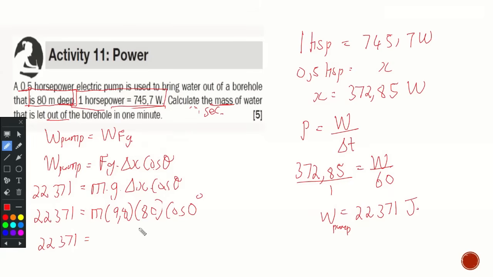So this gives us 22,371, and then we multiply these: 9.8 times 80, then cos 0 is 1, which gives 784. So this is 784 m. Then we divide both sides by 784. Our mass becomes 22,371 divided by 784, which gives us 28.53.